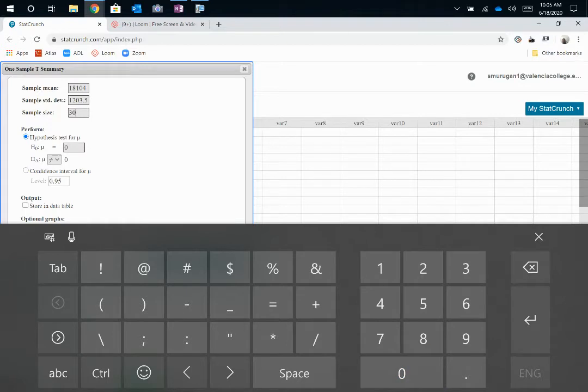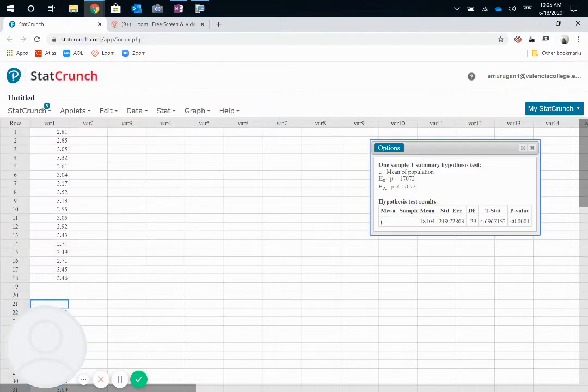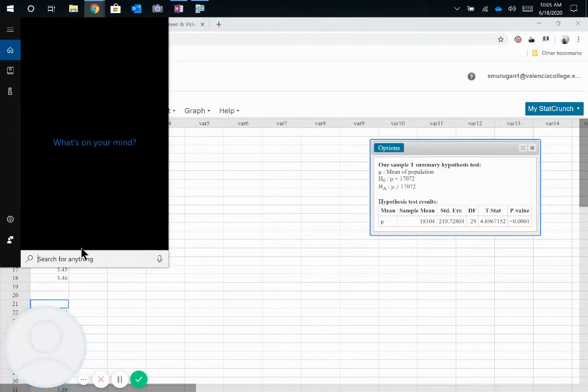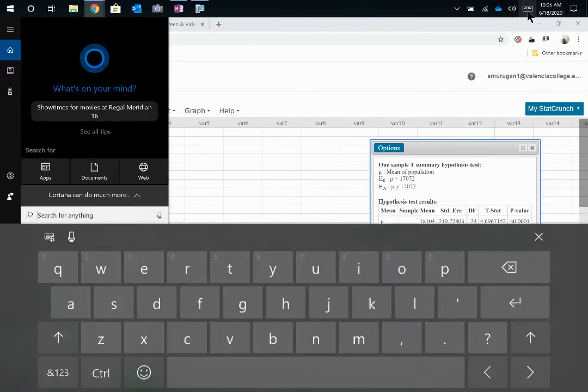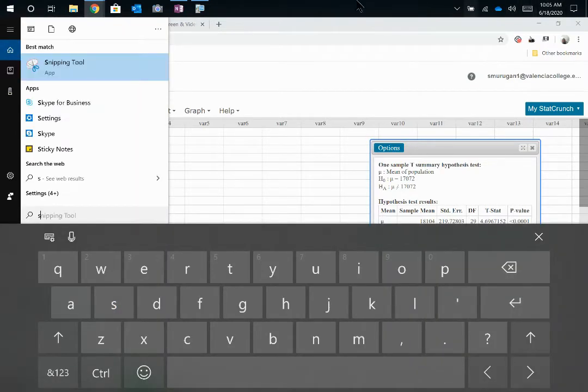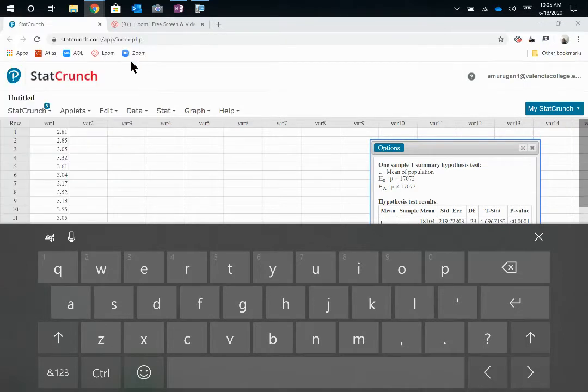And then where it says hypothesis test, we would type in the original population mean, which was 17,072. By default, it puts in the not equal to for the hypothesis test. Okay, and compute it. And this should, of course, match what we have already. Yes. Let's open that snipping tool and compare it.